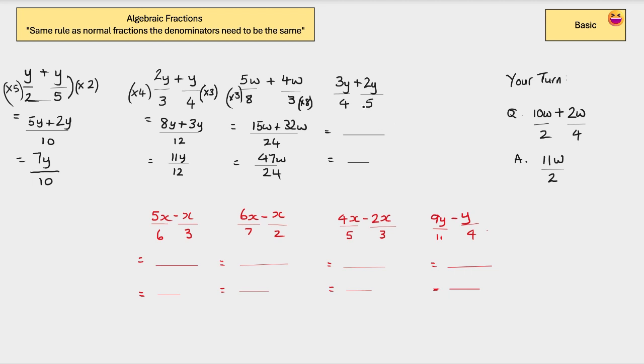Same again. What is the lowest number they're both going into? Well, I know it's 20. So to do this, I'm going to times this fraction out by 4, 4 times 5 is 20, and this one by 5, 4 times 5 is 20. So there we go. There's our 20. 5 times 3 is going to be 15y, plus 4 times 2 is 8y. So all over 20, 15 plus 8 is 23y.